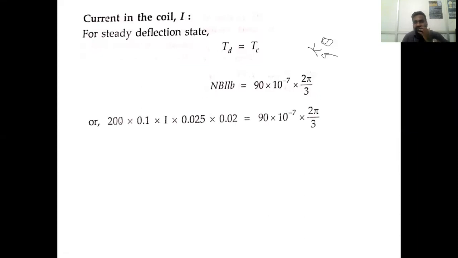What is n? N is the number of turns. B is the flux density, and I is the current. The length of the aluminum former is 0.25 meters and the breadth of the former is 0.02 meters. I equalized both of them. From this equality condition of steady state deflection, I have to calculate this particular value.